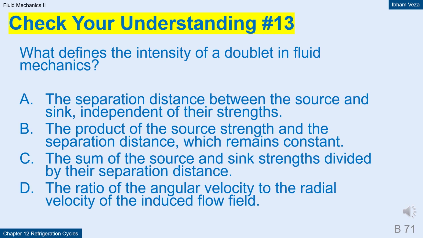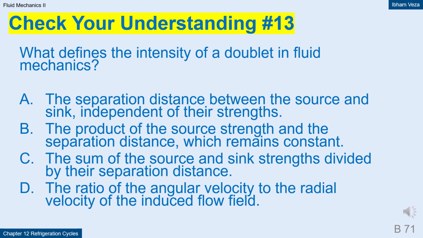Explanation of why other answers are wrong. A. The separation distance between the source and sink, independent of their strengths. Incorrect, because the intensity of the doublet depends on both the strength of the source and the separation distance, not just the distance. C. The sum of the source and sink strengths divided by their separation distance.